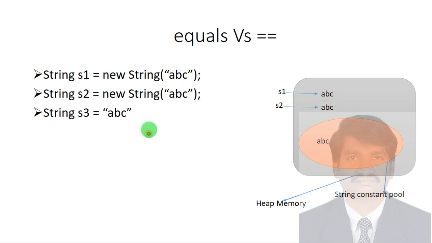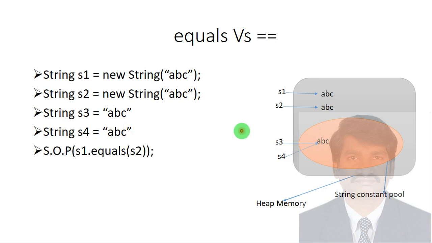But see, when I am trying to create the object using literals, it will check whether the object is present or not. If the object is present, it will not create the object, it will point to the existing object. And again I am trying to create another object s4 with abc. This time also it will point to the same object because the object is already present.